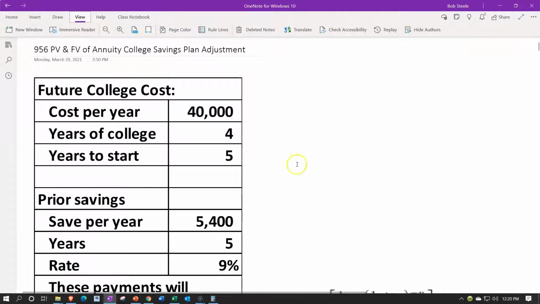So we're going to say that there's a cost per year for the college. We're going to say it is $40,000. And we're going to say that the college will be 4 years. So we're going to assume 4 years of college at the $40,000. College is going to start in 5 years. So we have 5 years to get to that $40,000 per year.